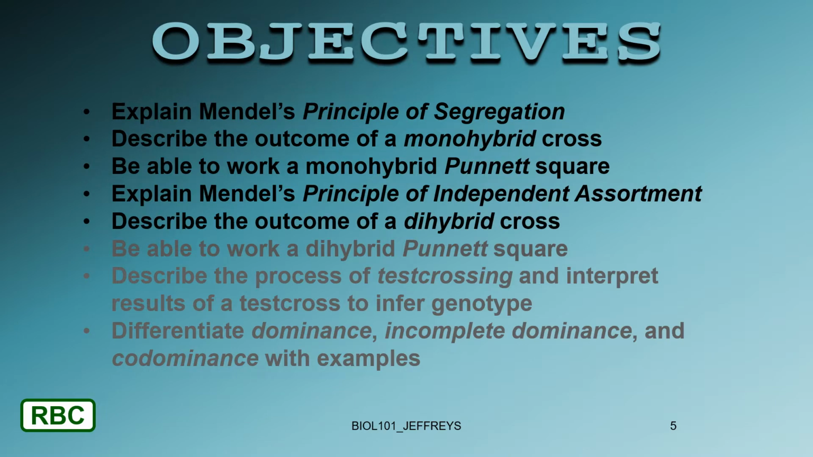So our objectives in this first lecture are to explain Mendel's principle of segregation, describe the outcome of a monohybrid cross, be able to work a monohybrid Punnett square, explain Mendel's principle of independent assortment, and describe the outcome of a dihybrid cross.